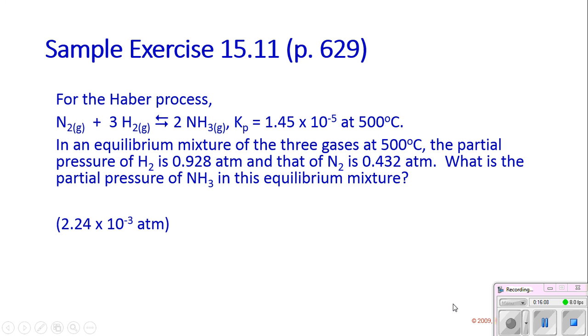Okay, now we're going to look at sample exercise 15.11 on page 629. It says for the Haber process, we have N2 plus 3H2 produces 2NH3. Kp is equal to 1.45 times 10 to the negative fifth at 500 degrees Celsius. In an equilibrium mixture of the three gases at 500 degrees Celsius, the partial pressure of H2 is 0.928 atm, and that of N2 is 0.432 atm. What is the partial pressure of NH3 in the equilibrium mixture?